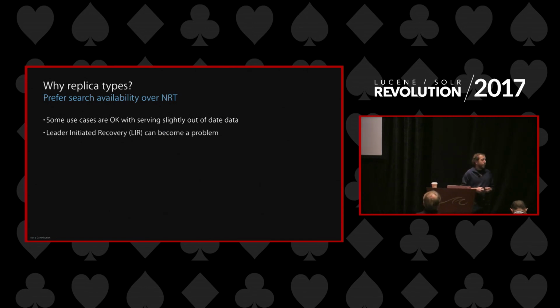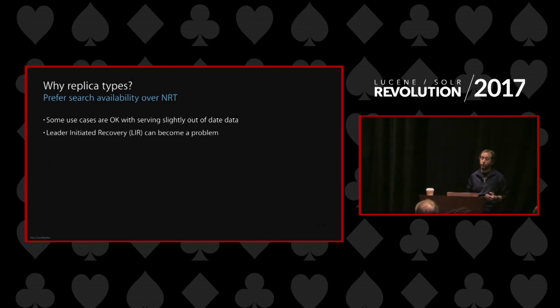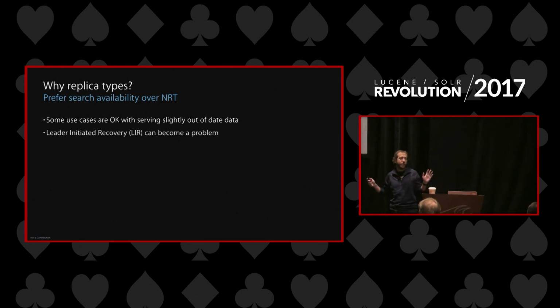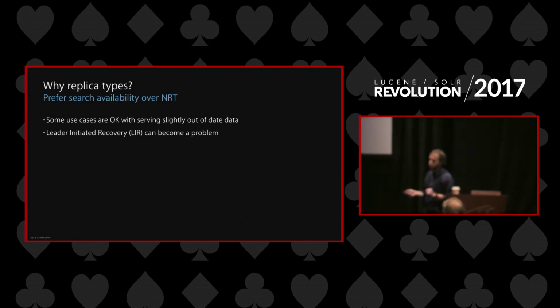Another case for the replica types is that one of the great things about distributed indexing is that it allows us to do near real time, to do soft commits. But for some people, that's not so important, and they prefer to have availability of search, even if it means serving older data, right? I prefer to respond with a document that has old data, maybe hours or minutes, whatever your time is, instead of saying, I'm a replica, I'm in recovery, I cannot respond, right? Leader-initiated recovery, that recovery I was talking about before, can be a problem for those cases.